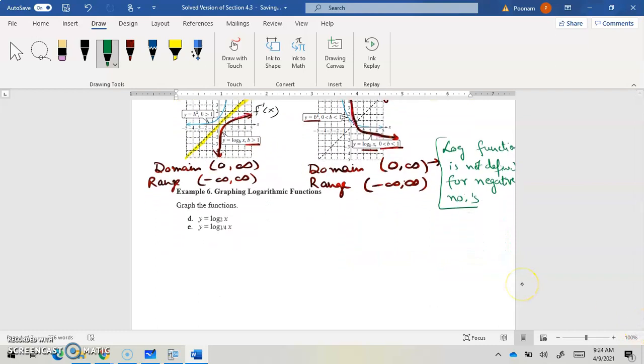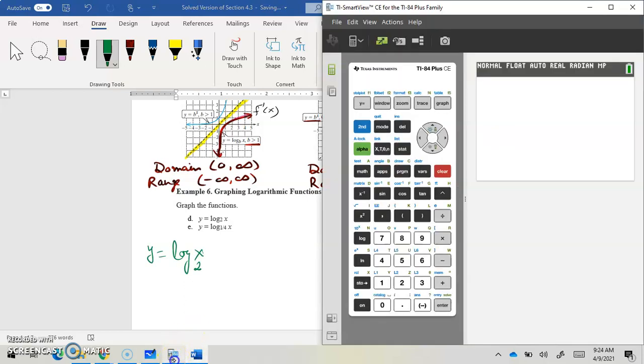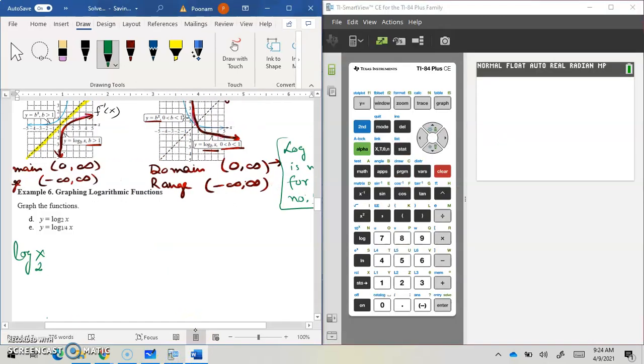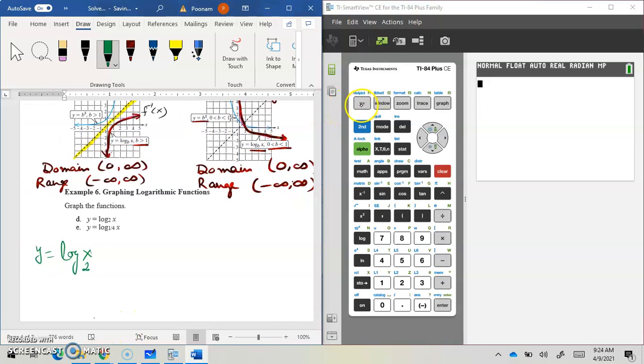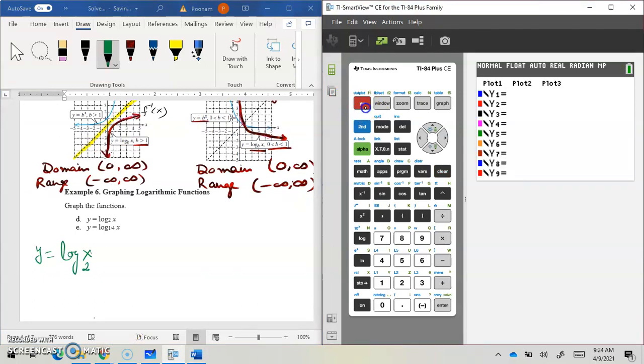Now let's see if we want to graph this function y is equal to log of x with the base 2. How will we graph this function? You can use the calculator. In calculator, for any graphing, you need to click y equal to. Now this is log function. So if you simply write this expression here, that would be just giving you common log. You do not want common log. You want log with base 2.